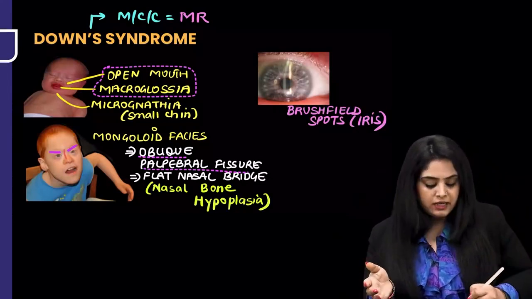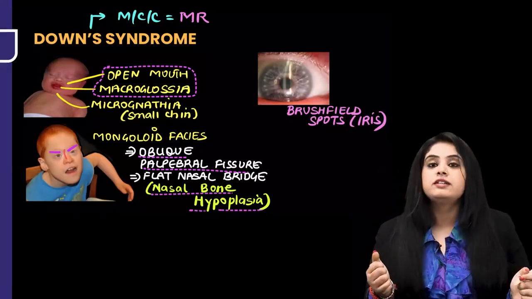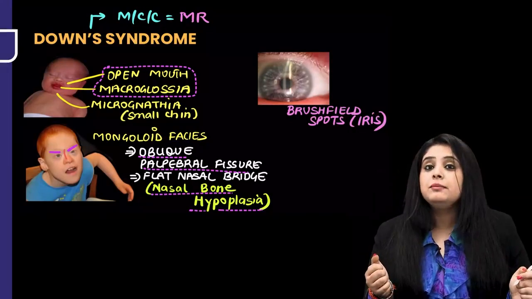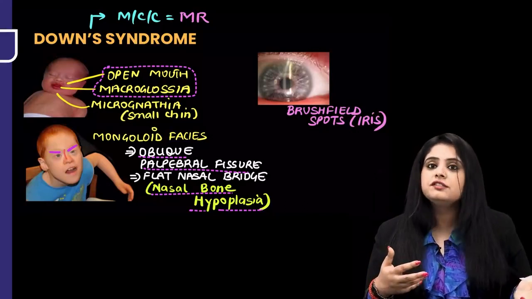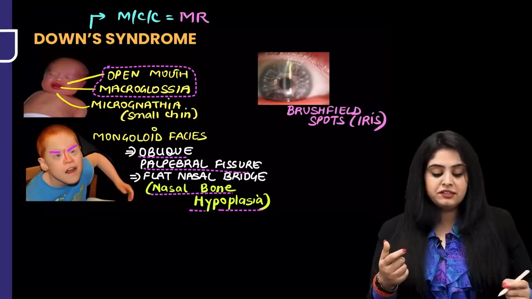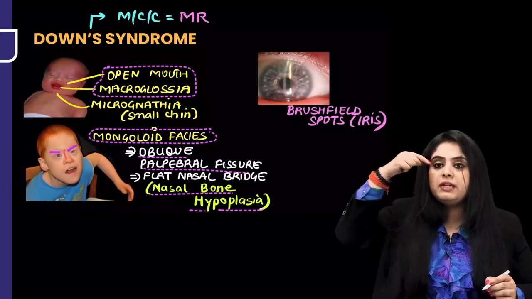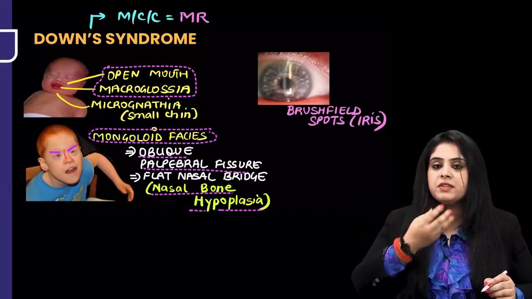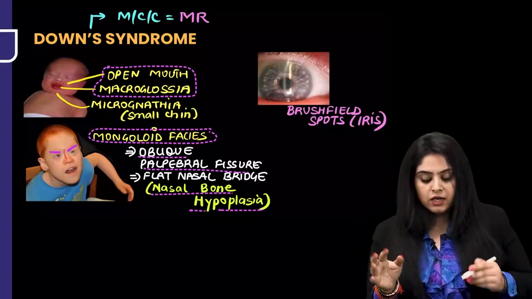You know why is it flat? Because when you look radiologically, you will see that their nasal bone is not developed. It is nasal bone hypoplasia. So on ultrasonography, you can see this. The radiologist can see this in intrauterine life, that the nasal bone is not developed. So remember, this is known as the mongoloid facies. Repeating, what is it? There are oblique eyes and there's a flat nose. Okay, there's an open mouth, a big tongue, and a small chin. 5 features are done.